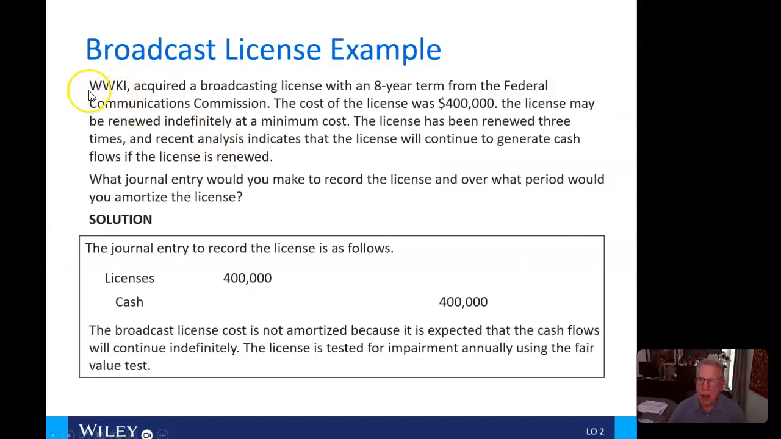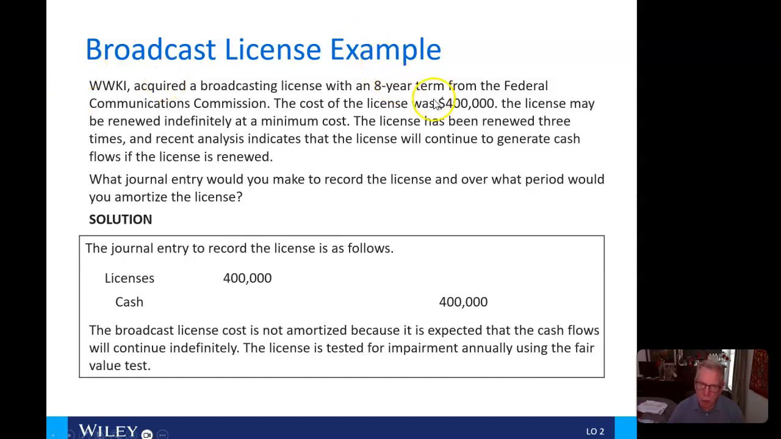Okay, a broadcast license example. WWKI acquired a broadcasting license with an 8-year term from the Federal Communications Commission. The cost of the license was $400,000. The license may be renewed indefinitely at a minimum cost. The license has been renewed 3 times, and recent analysis indicates that the license will continue to generate cash flows if the license is renewed. What journal entry would you make to record the license, and over what period would you amortize the license?